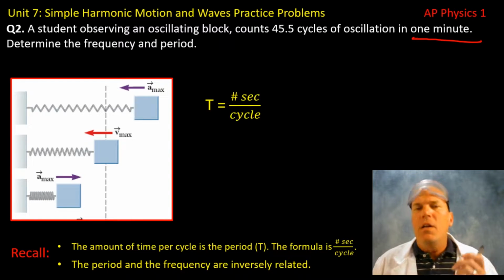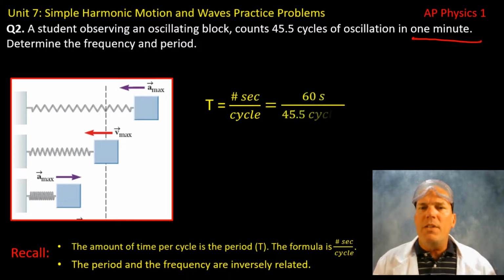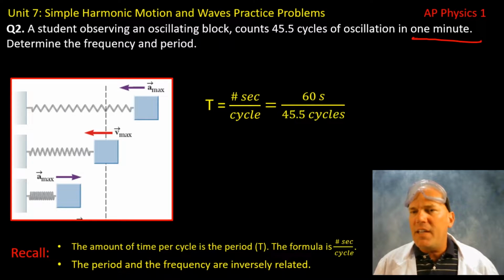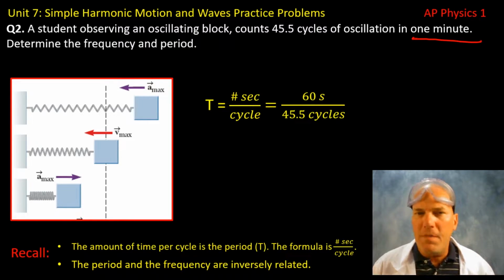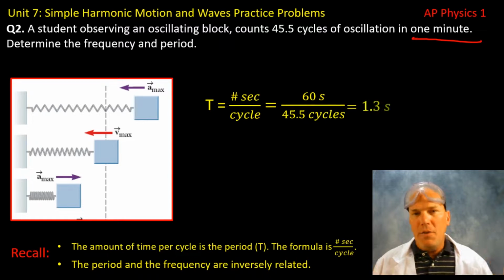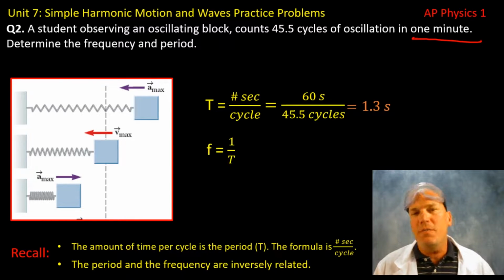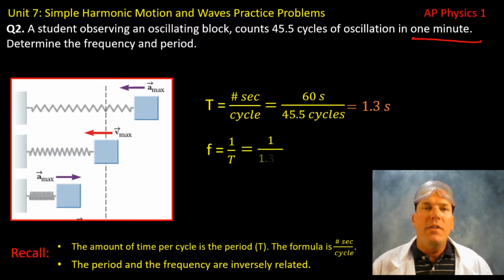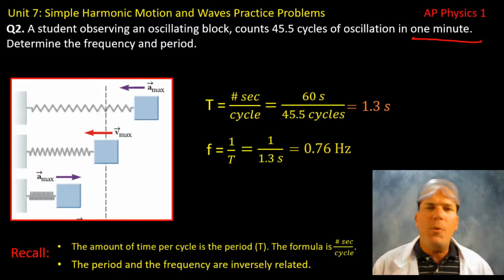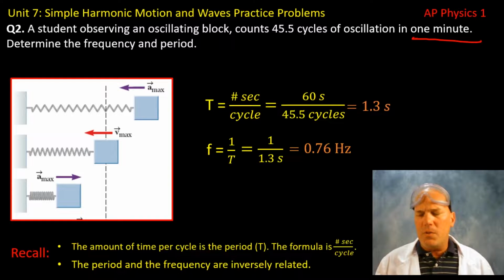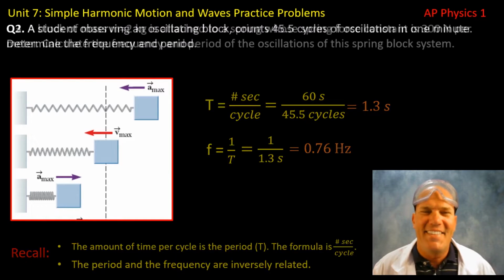Number of seconds per cycle. We know that in 60 seconds or 1 minute, we have 45.5 cycles, which gives us a period of 1.3 seconds. We know that frequency is inversely related to period, so we can easily calculate the frequency to be 0.76 hertz, or the inverse of a second.